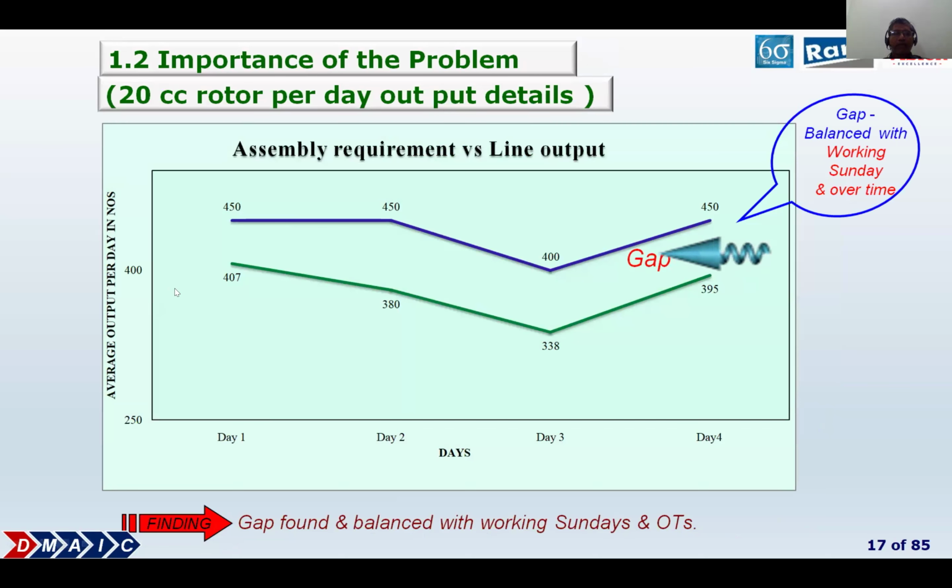In that graph, you can see the production requirement is 450 on average per day, but the actual output is 407, 380, 388. This is because we are not able to supply enough rotors to our assembly line. So this is the major gap. This gap is filled by overtime and Sunday working, which leads to extra cost in our operations.